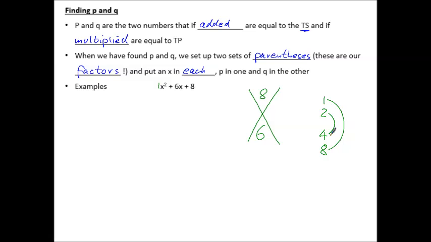And now we can see 1 plus 8 isn't 6, but 2 plus 4 is. And those were the two numbers we are looking for. So we're ready to go. Set up our two parentheses. X goes into each of them. And 2, positive 2, goes into one. And positive 4 goes into the other. And we're done factoring. Good job.